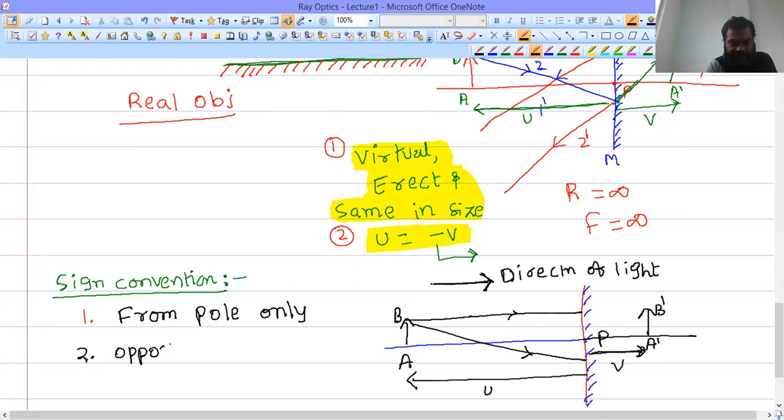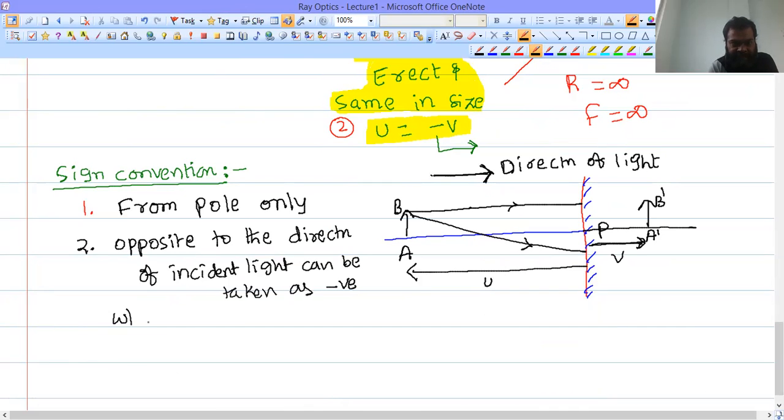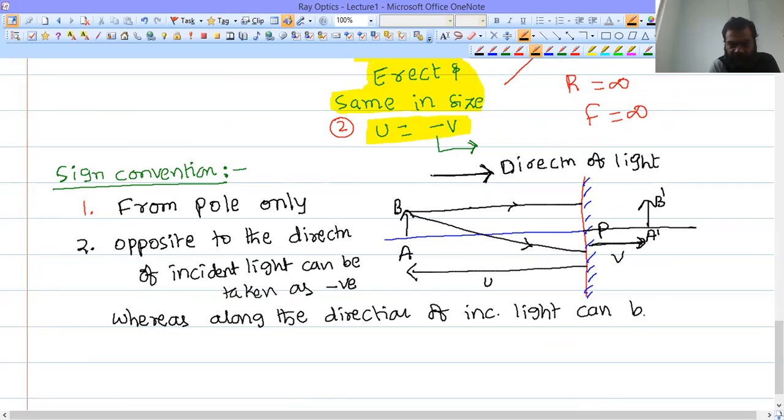Opposite to the direction of incident light can be taken as negative. Along the direction of incident light is taken as positive. Okay? Fine. Is it okay?